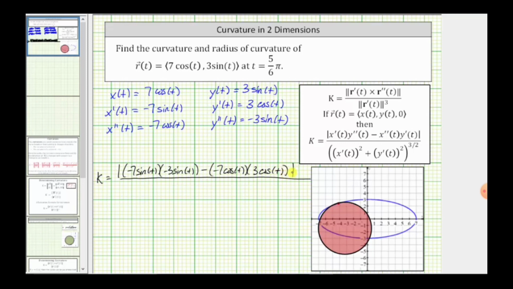So we have the absolute value of the difference of these two products. In the denominator we have the quantity x prime of t squared plus y prime of t squared raised to the 3/2 power, which gives us the square of negative 7 sine t plus the square of 3 cosine t, and all this is raised to the 3/2 power. And now let's begin simplifying.